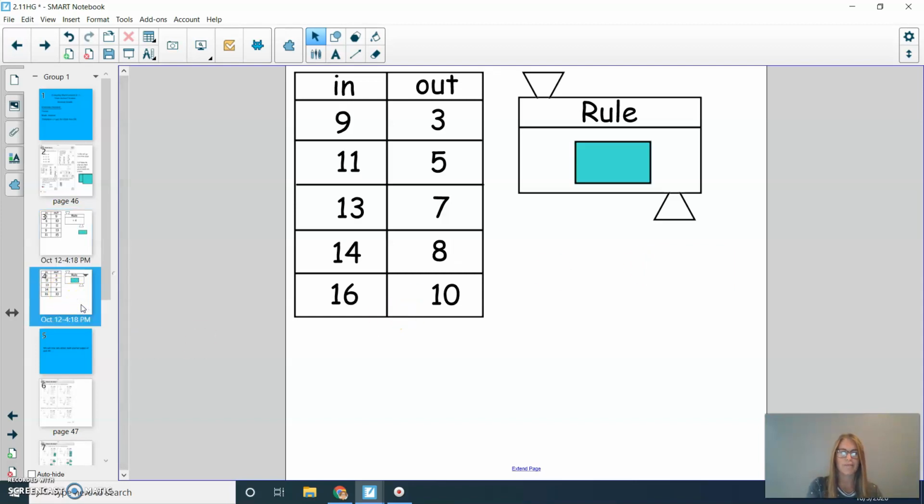Let's look at one more. This time, if I'm given the in of 9 and my out is 3, I need to think, what am I doing? Well, I know my answer is getting smaller, so I know that I need to subtract this time. 9 minus 3 would get me to 6. So if I had 11 and I take away 6, would I get 5? How about 13 minus 6? Would that be 7? Would 14 minus 6 give me 8? And 16 minus 6 is 10? So my rule is minus 6.